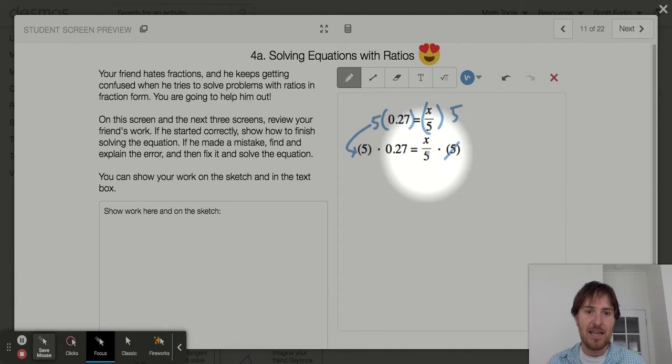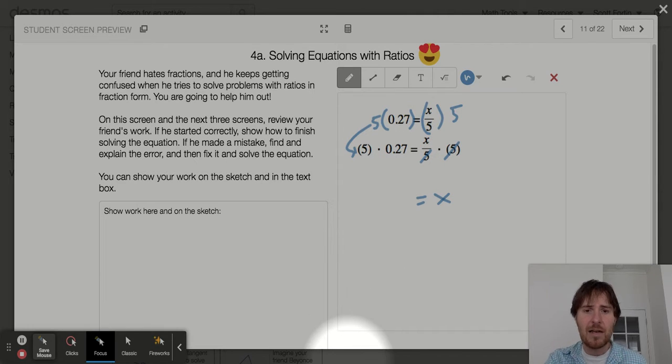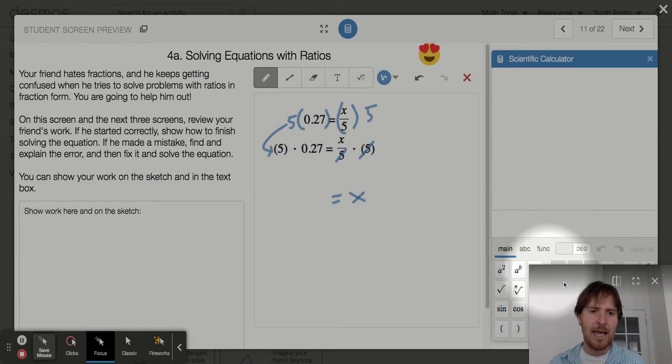This is pretty easy. There we go. 5 divided by 5 is 1, so we just have 1x left. And then we have, this spotlight's amazing, 5 times 0.27. Why do that in your head? You have calculators for a reason. Actually, let me just show you the calculator in here. Okay, look at this. Follow my mouse. Scientific calculator. There we go. Pop it open. And yeah, I mean, you already know this.